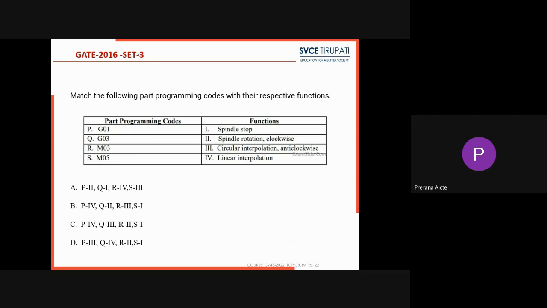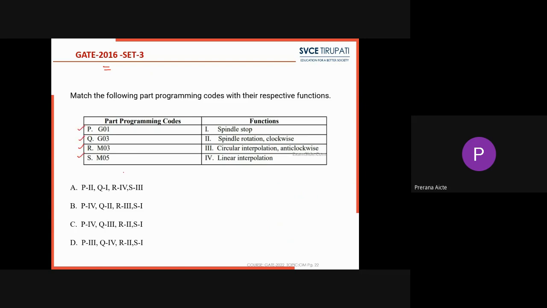See here, in the case of GATE 2016 set number 3, the GATE question paper is of different types: set 1, set 2 and set 3. It varies for different dates and different timings. According to this GATE 2016 question paper, match the following part programming codes with their respective functions. There are totally 4 items given: P, Q, R, S.